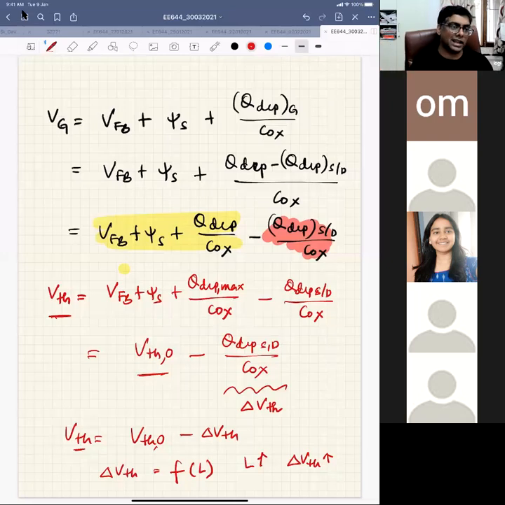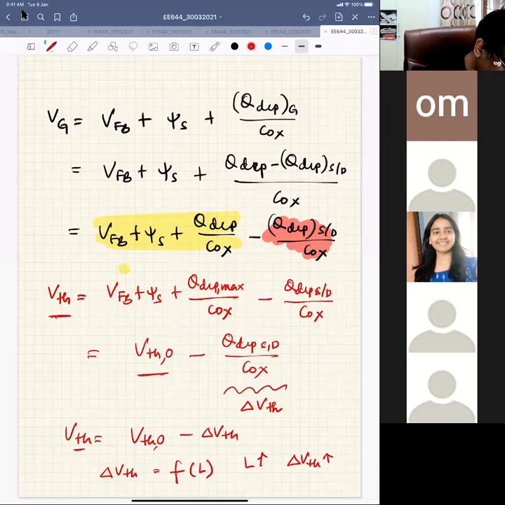So we could neglect those junction charges coming because of the junction, right? But that cannot be neglected when the transistors are very short. Transistors are short, that means there are already some charges available, so your threshold voltage will be lower, right?